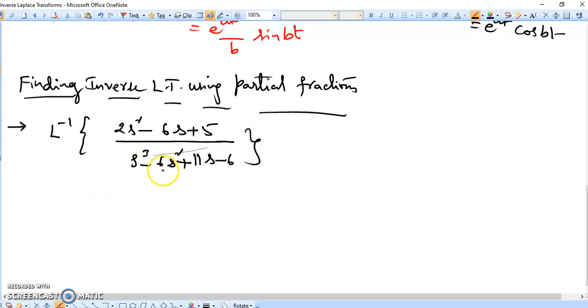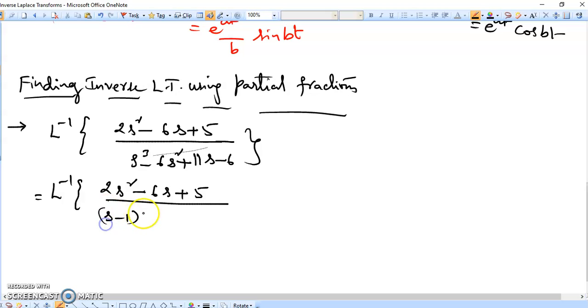So the same thing can also be written as L inverse of 2s square minus 6s plus 5. Now we can observe that the denominator can be split into factors: s minus 1, s minus 2, s minus 3, that is, s minus 1 into s minus 2 into s minus 3. Now we will consider this part and we will apply the partial fractions.